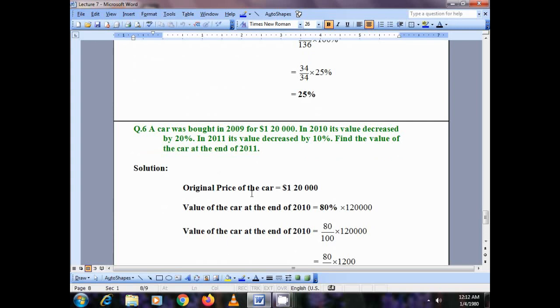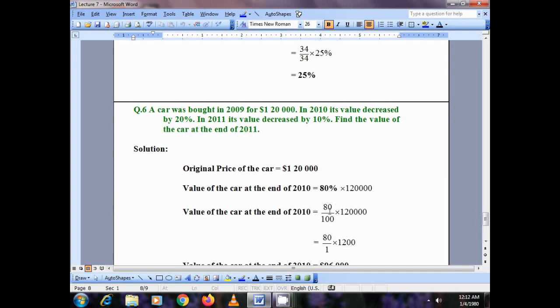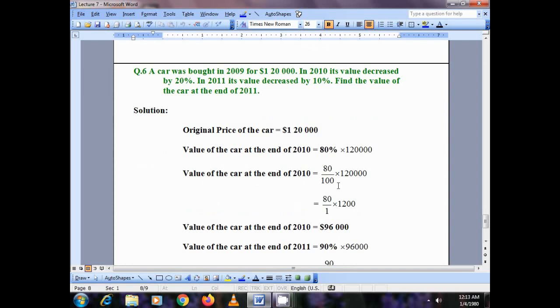So we have been given some data, that is, the original price of the car is $120,000. Now the value of the car at the end of 2010: since the value is decreased by 20%, we will subtract this 20 from 100. So the remaining quantity will be 80%. We want to find the value of the car at the end of 2010, so it means 80% multiplied by the total value of the car, which is $120,000. Now let's remove the percentage sign, then we will divide this 80 by 100 multiplied by $120,000 as it is.